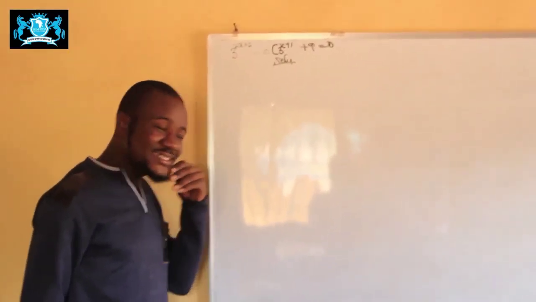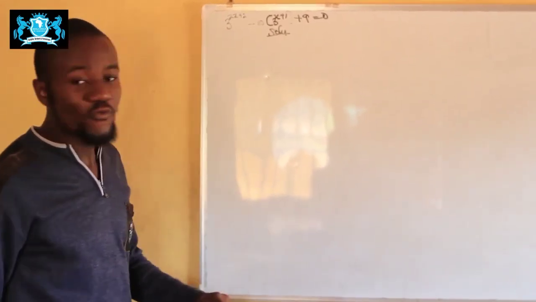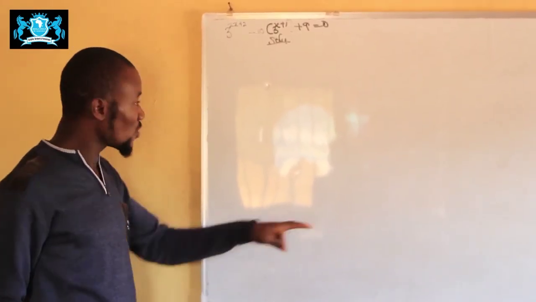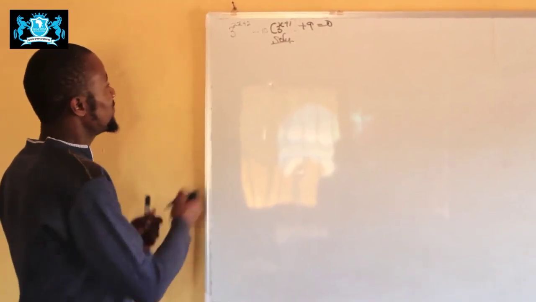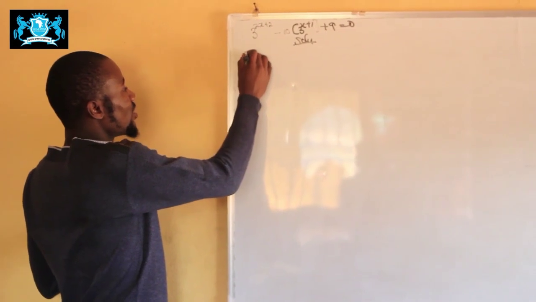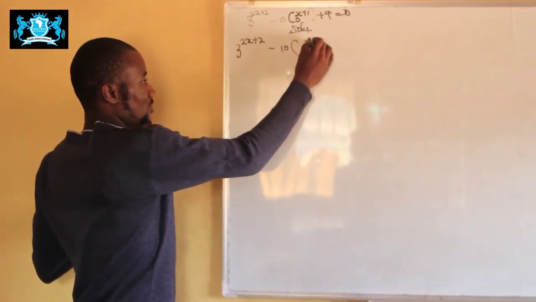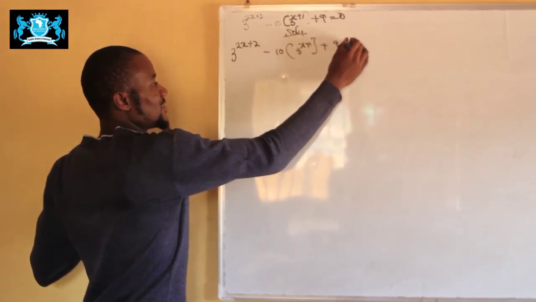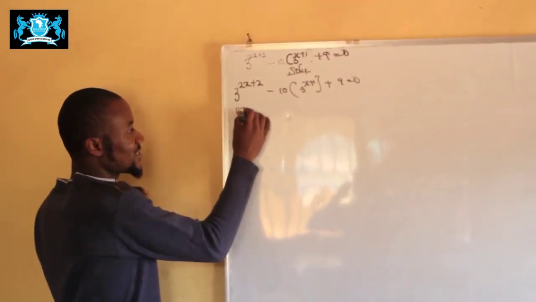Today we'll be looking at indices that will lead us to quadratic, and at the end of the day we'll use completing the square method to solve that quadratic equation. So let's look at this question now. We have 3 raised to the power 2x plus 2, minus 10 times 3 raised to the power x plus 1, plus 9 is equals to 0. So this is 3 raised to the power 2x.